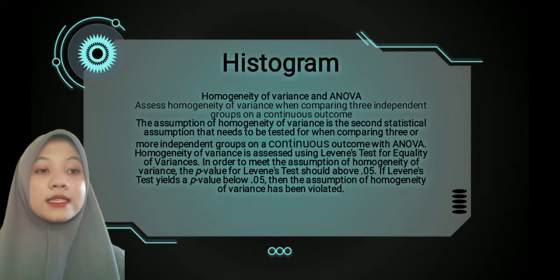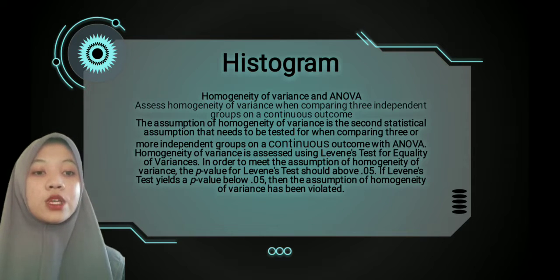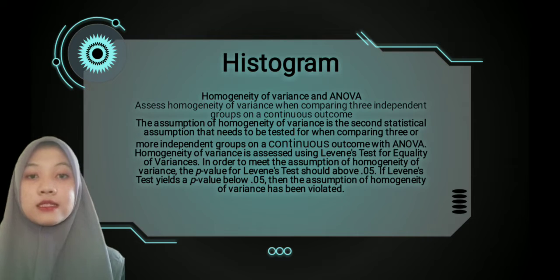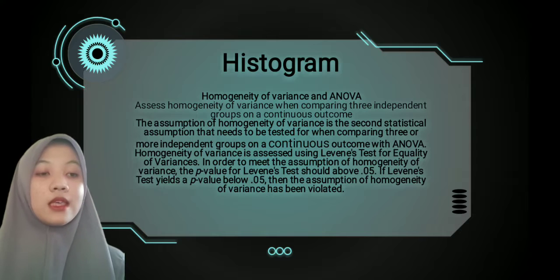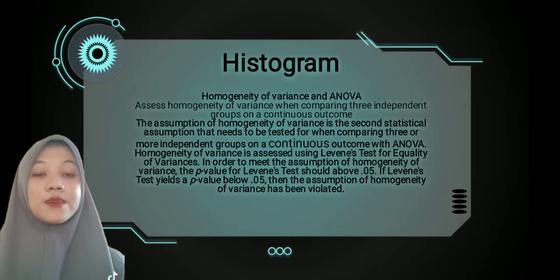Homogeneity of variance is assessed using Levene's test for equality of variances. In order to meet the assumption of homogeneity of variance, the p-value for Levene's test should be above 0.05. If Levene's test yields a p-value below 0.05, then the assumption of homogeneity of variance has been violated.